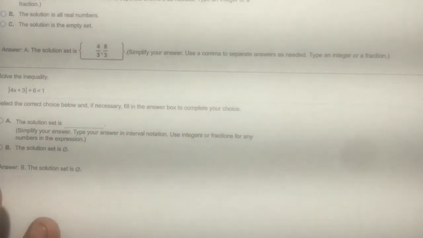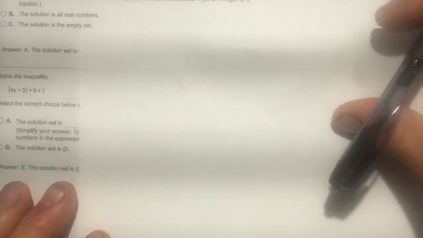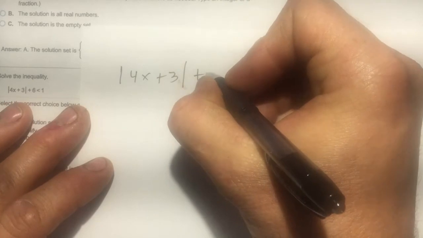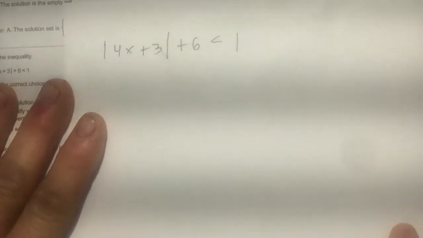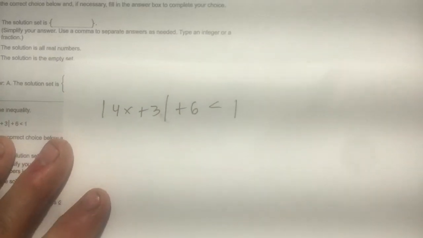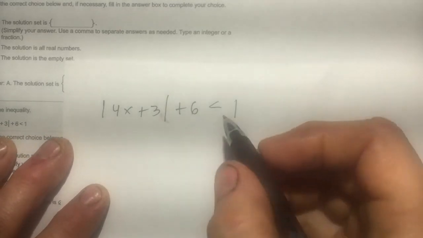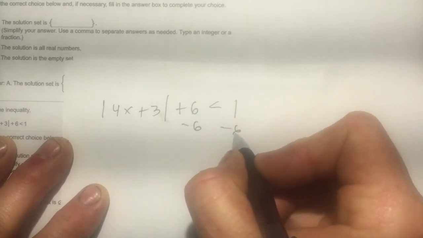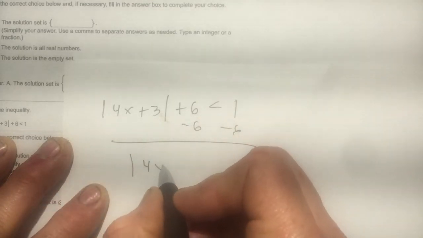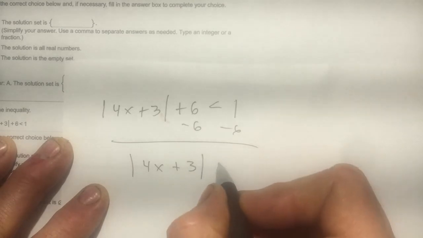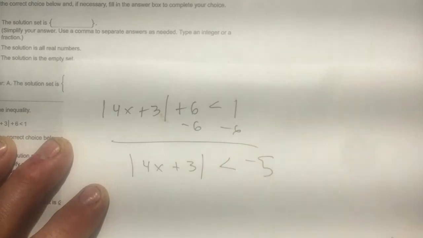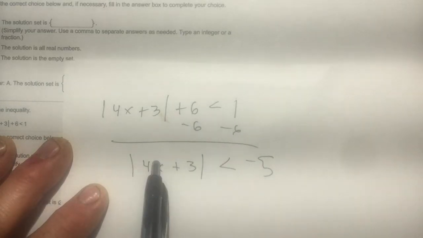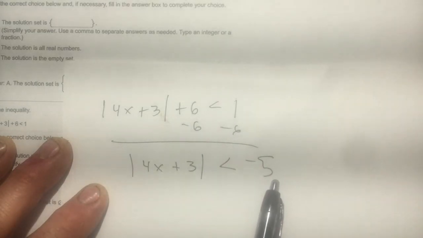And now we have one more problem left. Okay, 4x plus 3 in absolute value bars plus 6 is less than 1. Okay, now remember on this, we have to get rid of this 6. This 6 is like in no man's land, so I'm going to have to minus 6 on both sides so I can have my absolute value less than over here, that's negative 5. Okay, so I got to get this 6 over here to the other side. I got to have absolute value, and then I have my number over there.